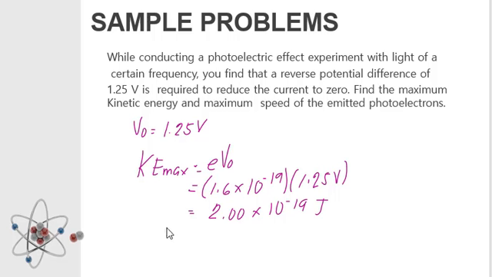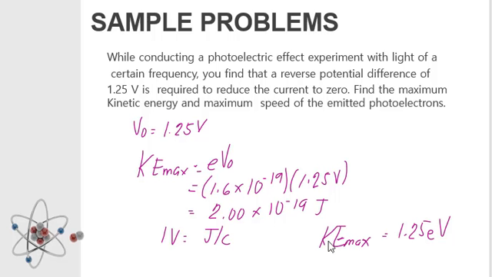But take note also that 1 volt is equivalent to joule per coulomb. So we can now divide by the charge, and then we can express the Ke maximum in electron volts. So our kinetic energy maximum is equivalent to 1.25 electron volts. So we can use this to solve for the velocity or the maximum speed.